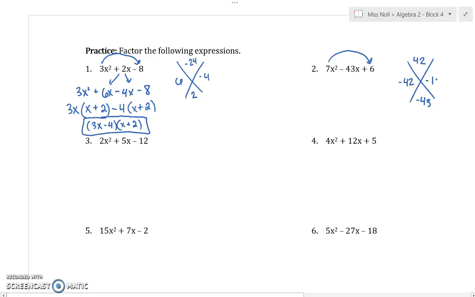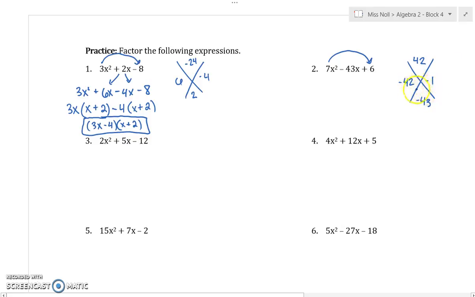Remember, if it multiplies to something positive and adds to something negative, both numbers have to be negative. And if it multiplies to something negative and adds to something positive, like in this example over here, obviously it's going to have to be one of each. So you can use these context clues to help you figure out which numbers you're going to use.